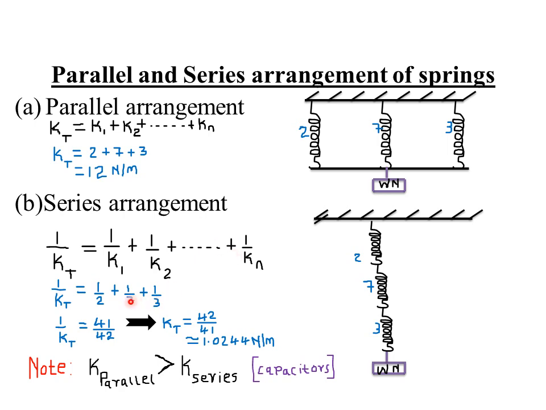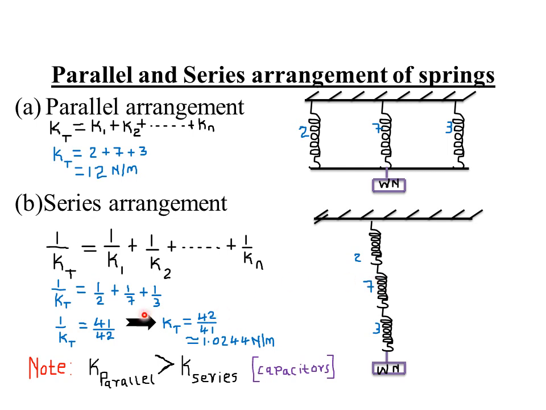So we can look at an example here. Assuming my first spring has a spring constant of 2, the second spring a spring constant of 7, and the third spring a spring constant of 3 Newton per meter, of course supporting a weight W Newton, then 1 over k total will be equal to 1 over k1. That is 1 over the spring constant for the first spring, which is 2. So 1 over k total will be equal to 1 over 2 plus 1 over the spring constant for the second spring. The second spring is 7 Newton per meter.